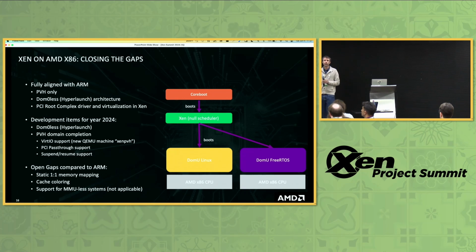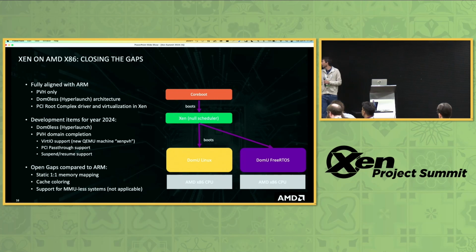PVH domain completion is not quite complete yet. There is PCI passthrough, and there is a series from Stewart pending. ARM and x86 use the same code, but it's still in progress. It's not quite finished. There are a few little things here and there missing, like suspend resume. I mean S3 suspend resume for PVH is missing.